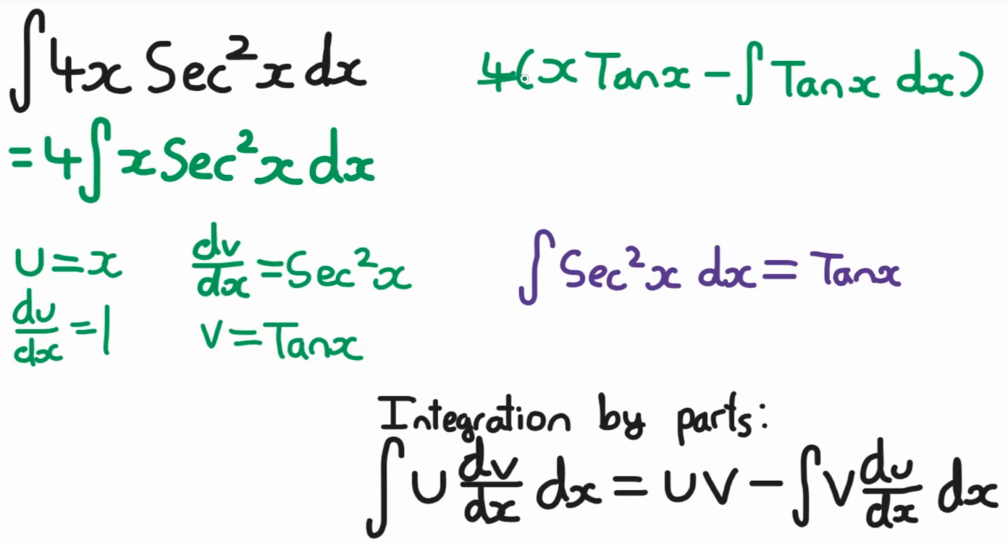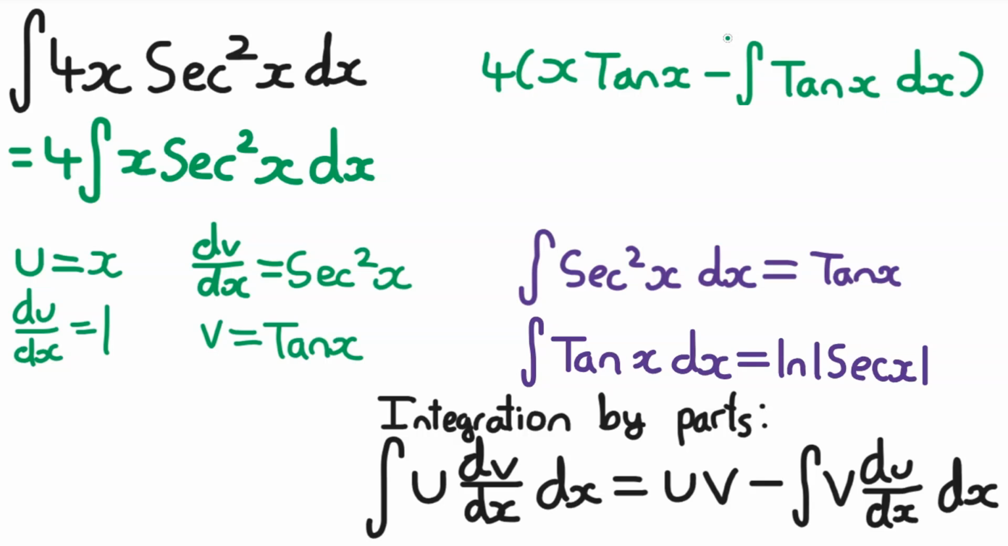And remember, we need to multiply the entire thing by 4 like this here. So we need to integrate tan of x like this here, and if you don't know, it's kind of excusable if you don't know, it doesn't come up much, but the integral of tan x is actually given to you in the formula booklet.